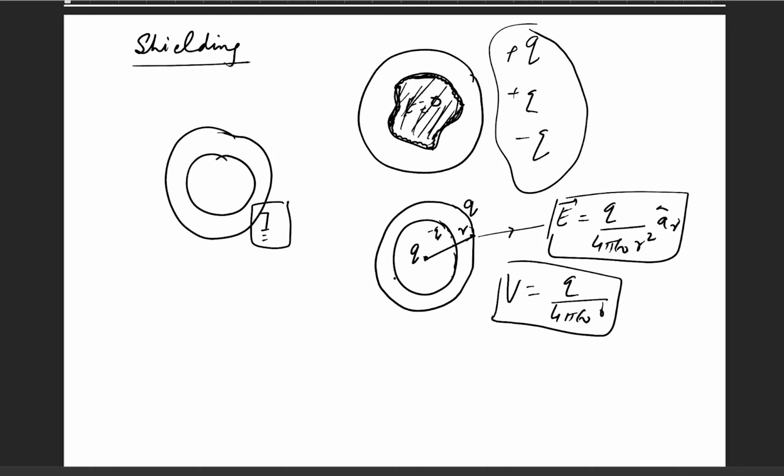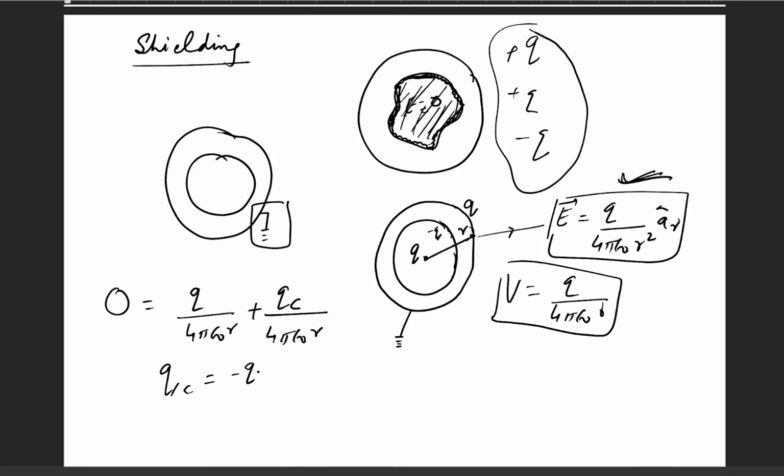So if it were not grounded, it would have come to a different potential, and the outside world is going to know that there is a charge inside. However, if I had connected it to ground, what would have happened? The ground would have supplied some charge so that the total potential is zero. So Q by 4 pi epsilon R plus the charge supplied by the earth by 4 pi epsilon R would give the voltage 0. So the charge supplied by the earth would be minus Q.